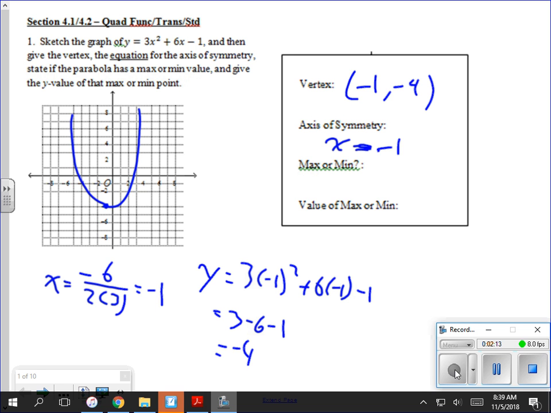So that means I have a minimum value, and my value for my max or min is negative 4 because it's the y-coordinate of my vertex. If I have a parabola, the vertex is the maximum point or the minimum point, depending upon whether it opens up or opens down.